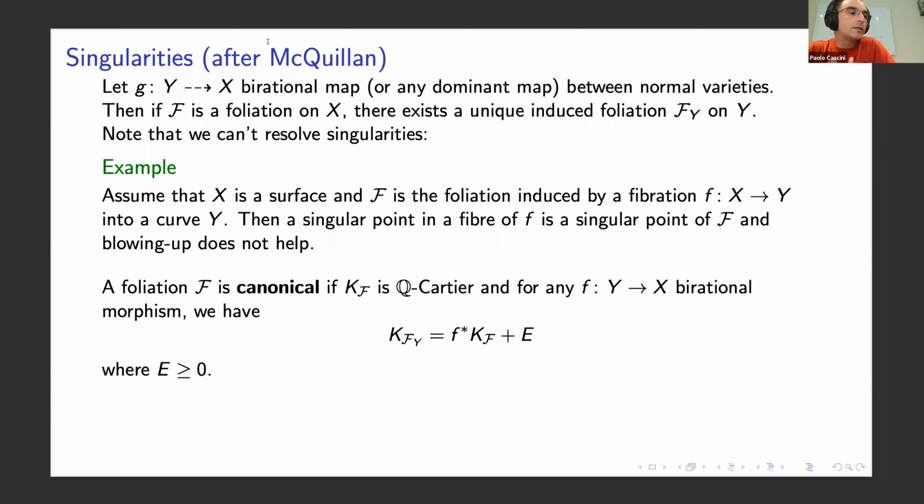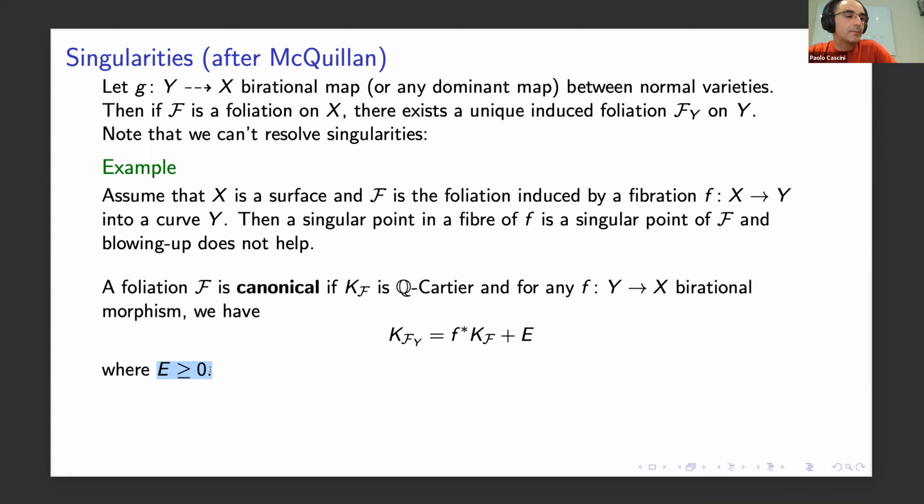So if we know the definition of canonical variety, then this might look very, very familiar. We say that a foliation F is canonical if, first of all, as usual, we assume K_F is Q-Cartier, so we can allow pullbacks. And for any birational morphism, I'm not assuming Y is a log resolution because we don't know the existence of a resolution. But let's just take any birational morphism. Then the difference between the canonical divisor of the foliation induced on Y and the pullback of the canonical divisor of F, of course, is supported on an exceptional divisor because elsewhere it is an isomorphism. But what we ask, exactly like for varieties, is that the exceptional divisor is effective.